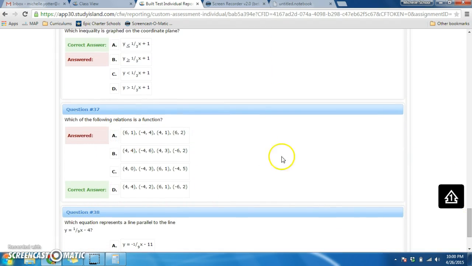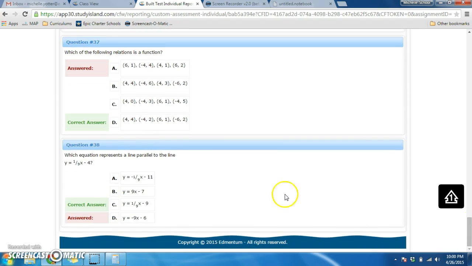Remember, function x's can't repeat. And this one's parallel, which, talking about parallel, same slope.